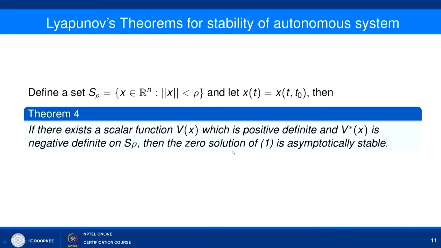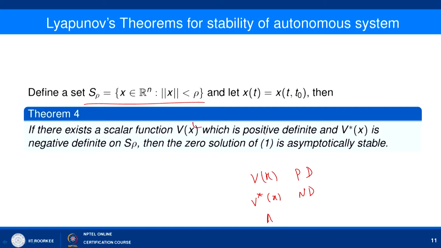So, this theorem number 4 says that if there exists a scalar function V of x which is positive definite and V star x is negative definite on S rho, where S rho is defined as a sphere of a radius less than epsilon, then the 0 solution of 1 is asymptotically stable here. So, this simply says that if V x is positive definite and V star x is negative definite, then the 0 solution is asymptotically stable.